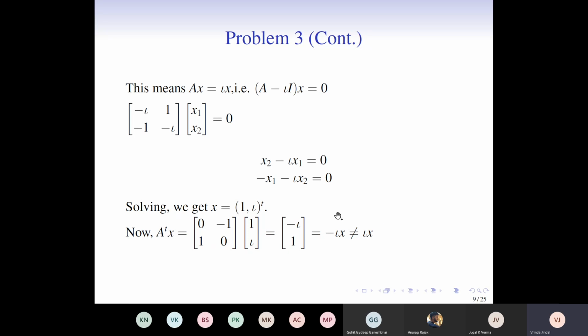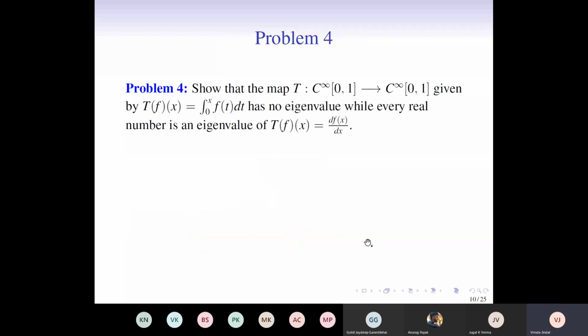This is not a generalization. It's not like if A x corresponds to iota, then A transpose x will correspond to minus iota. No, it's not like that, but we just needed to prove a counterexample. We just needed to prove that the statement was false. So we just proved it for one case, and in this case, as x comes out to be the eigenvector corresponding to minus iota, that is enough in order to disprove the statement. This was problem 3.